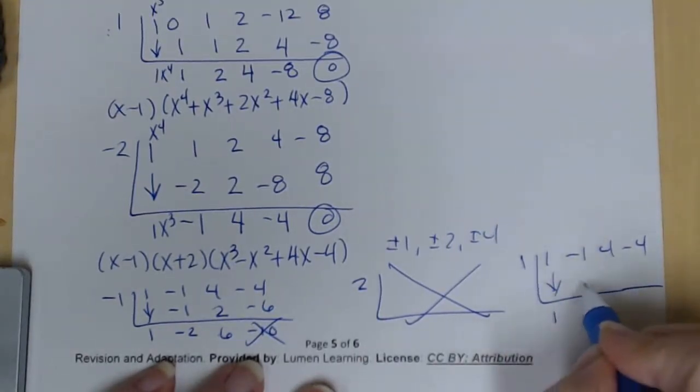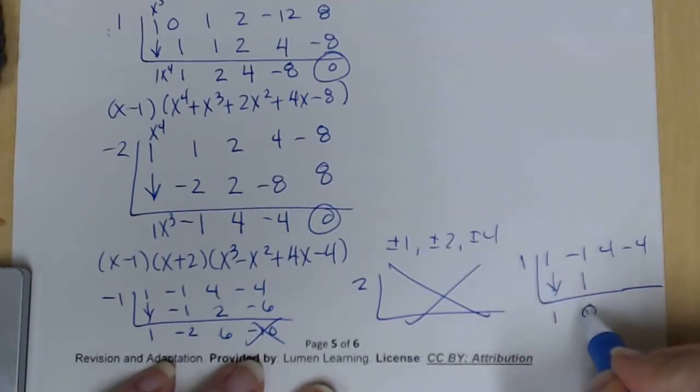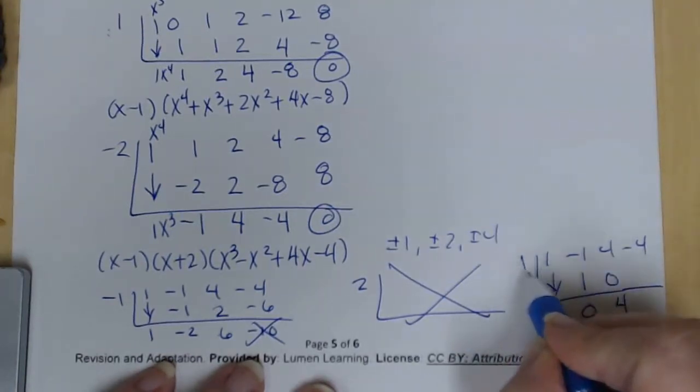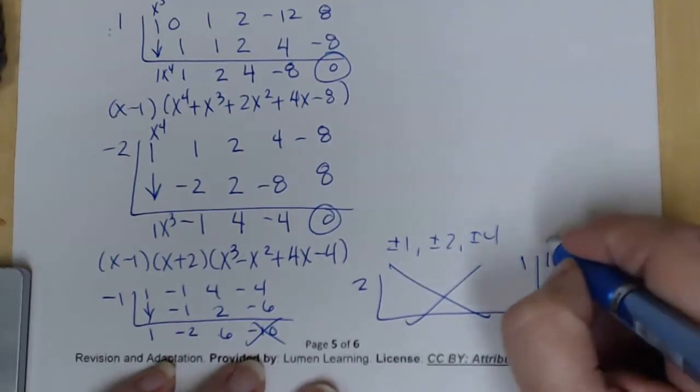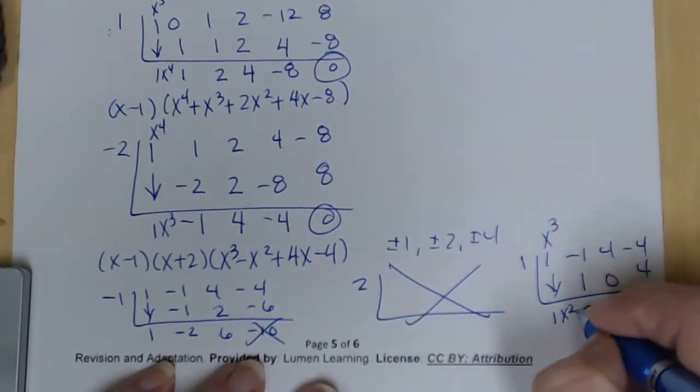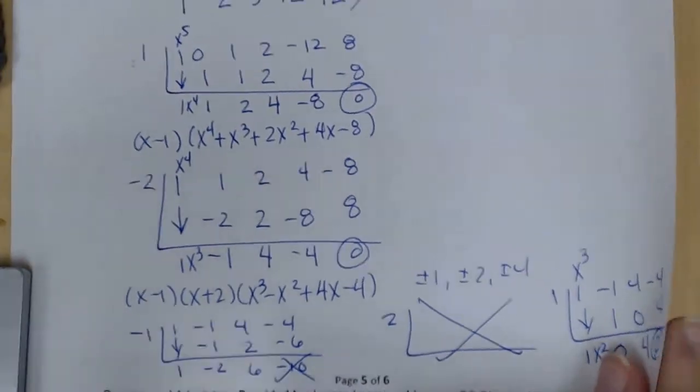Bring down the 1, multiply, add. Don't forget when you get zeros along the way. Multiply, add, multiply, add. That gave me a 0. So that means that was a 0 of this. This was an x cubed, so now I'm left with an x squared. I'm going to go to a new page. You can see I'm kind of running out of room here.